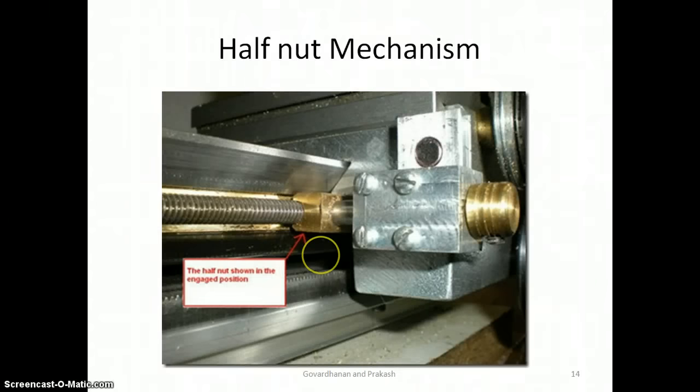This is the half nut mechanism. It is in an engaged position, moves the carriage.